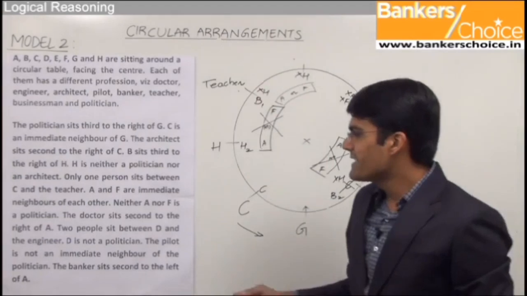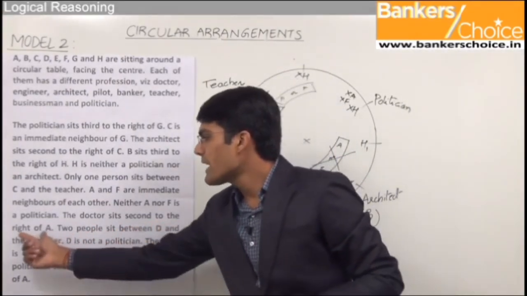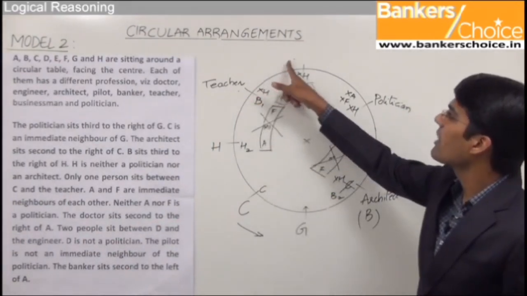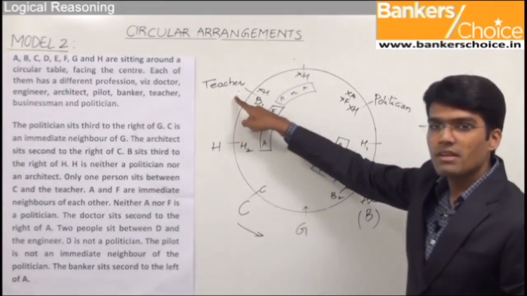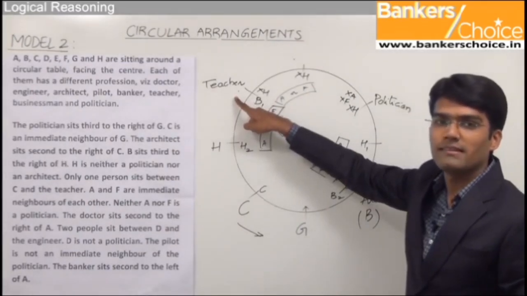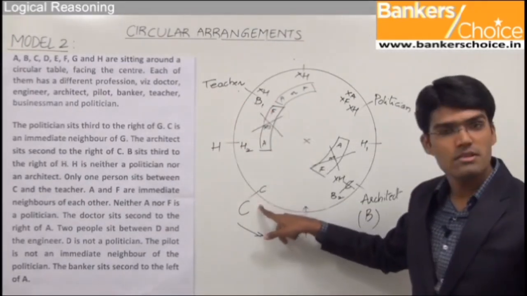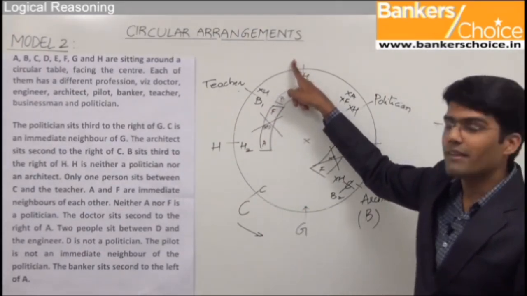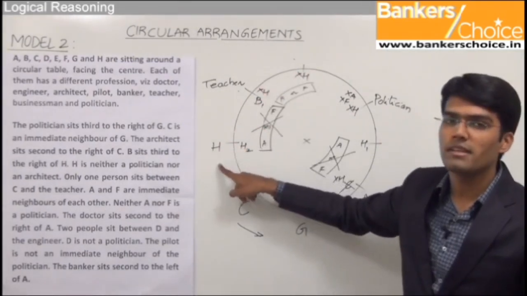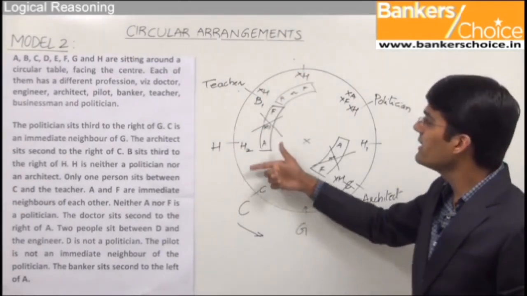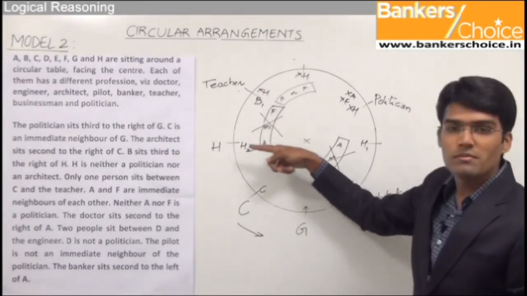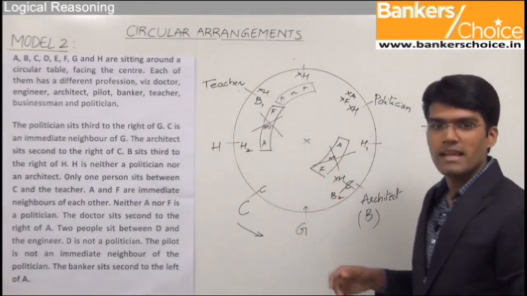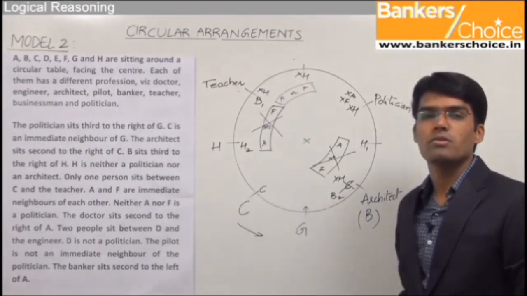Moving on to the next statement, it says the doctor sits second to the right of A. Now since the position of A is not fixed, A can either take this place or this place. So if A takes this position, the doctor sits second to the right of A, that is in the anti-clockwise direction. So 1 and 2, this position can be occupied by doctor, or if A takes this place, the doctor should be sitting second to the right of A. So 1 and 2 in the anti-clockwise direction, this position can be occupied by doctor. So very clearly, for both the possibilities of A, there are two possible positions for doctor. So since we are not able to fix the doctor or A on the table as of now, let us leave the statement and simply move on to the next point.